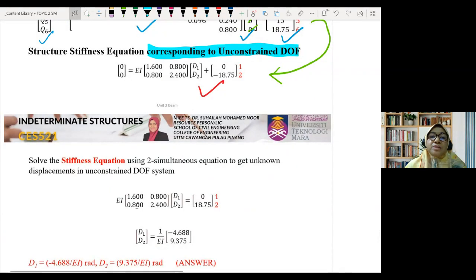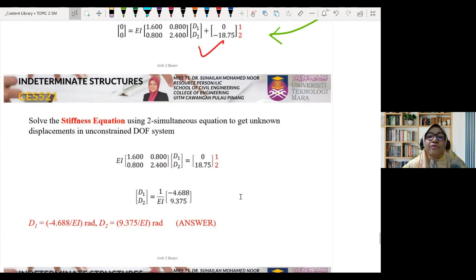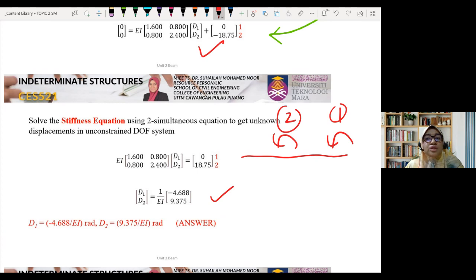Okay, so we rearrange this and we will have the answer like this. D1 and D2, in terms of EI. If we have the EI value, then we will get the displacement. And in this case, displacement represents rotation because it represents this and this. This is 1, this is 2. It represents rotation at node number 2 and node number 3. This is spin.